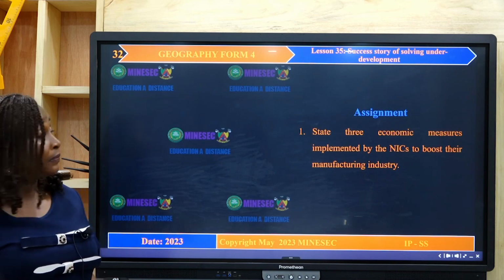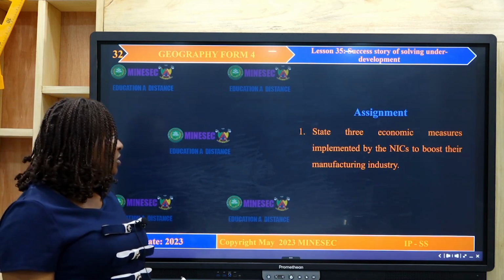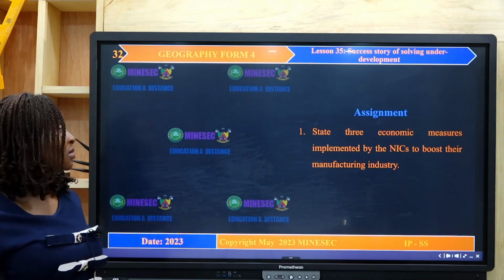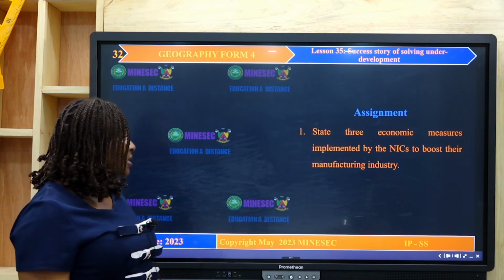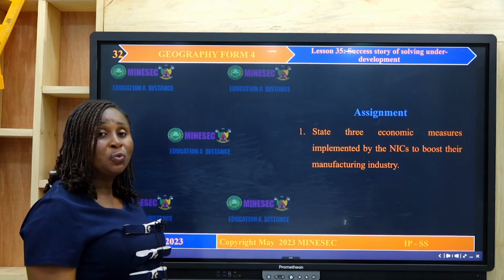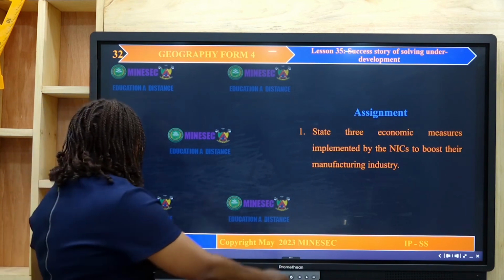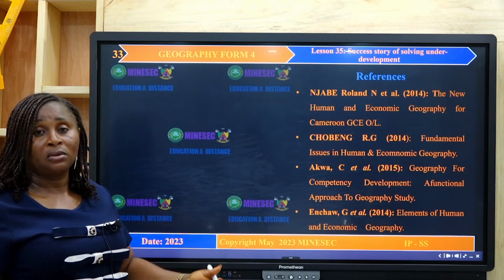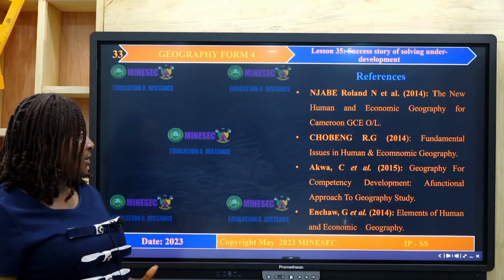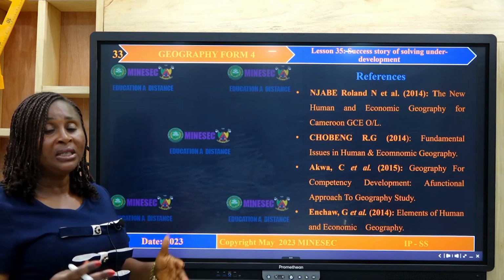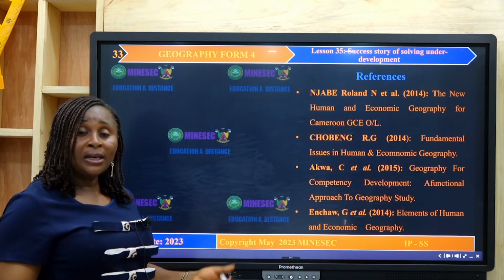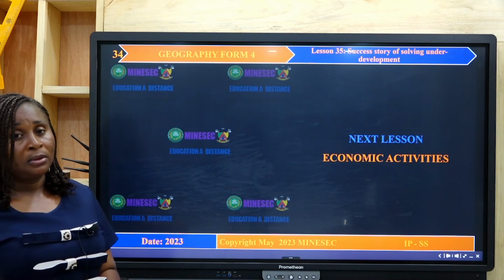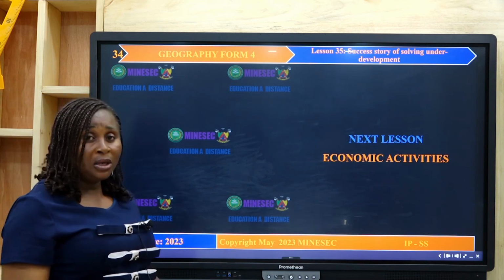Assignment. State three economic measures implemented by the NICs to boost their manufacturing industries. There are a number of documents that you can use as reference. Get back to it and then do your assignment so that when we meet in the next lesson, we'll correct the assignment. See you in the next lesson, in which we are going to treat economic activities.